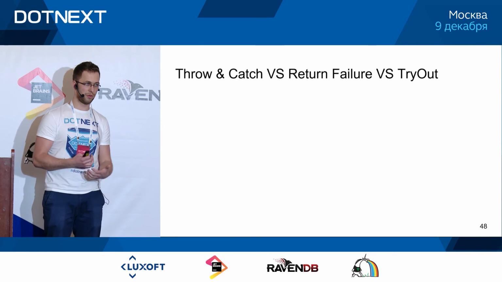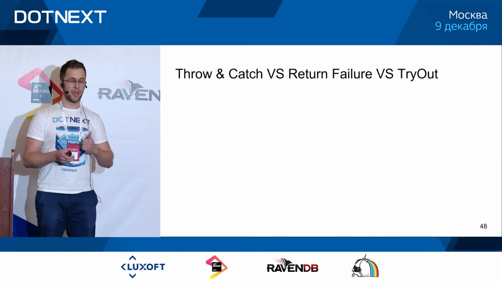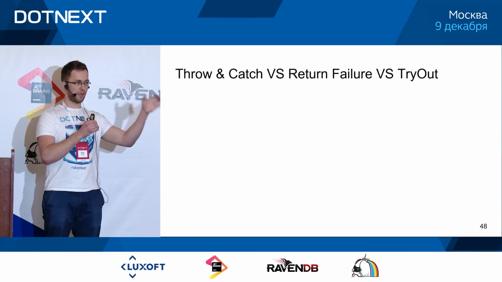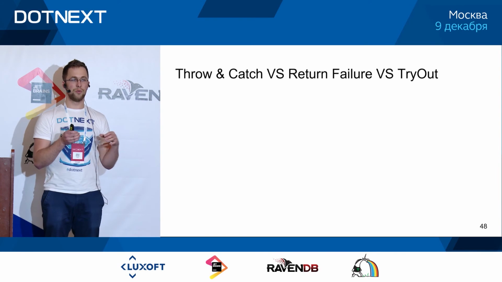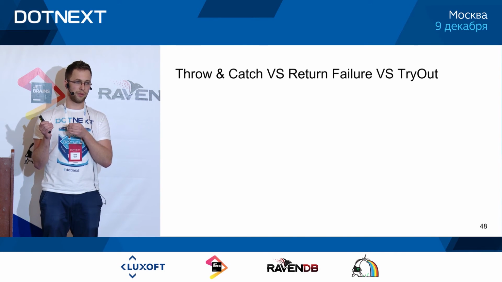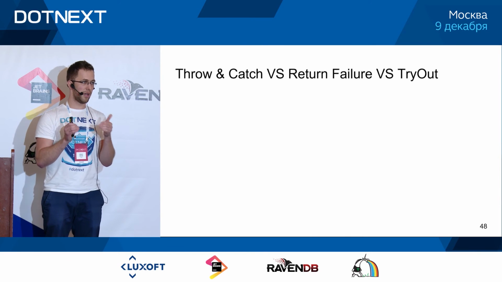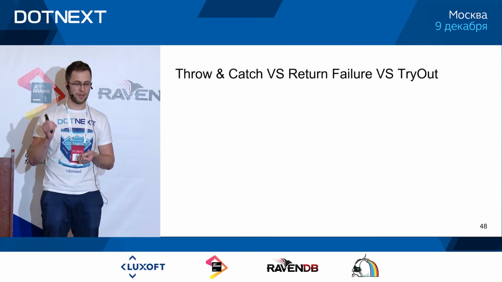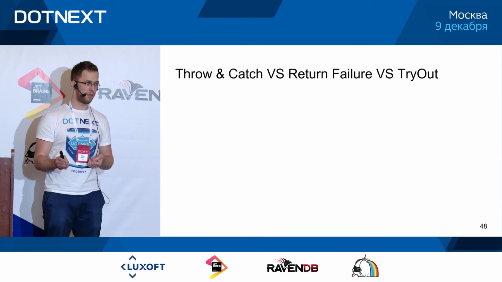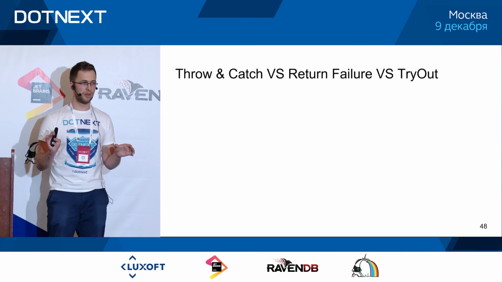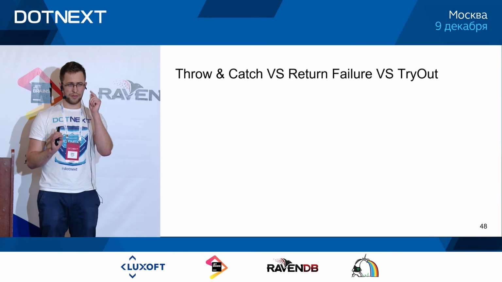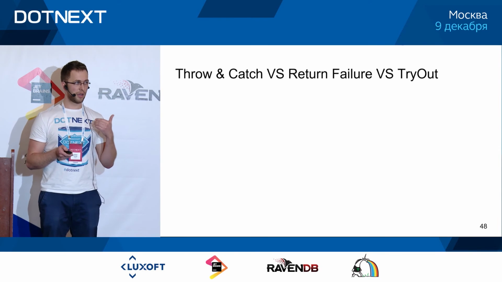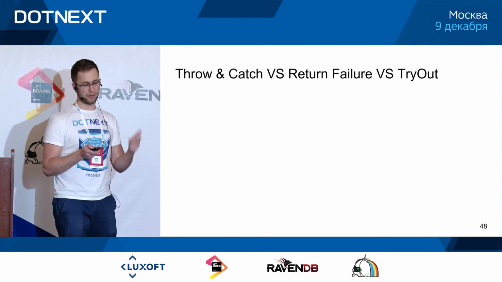So it was impossible to benchmark, at least for me. And I decided to compare three things: we catch and throw, we go with the TryOut pattern, which simply returns false, and if it's okay, the result is in the out variable. And we return failure with a simple structure which can contain a value or the problem. And I have compared these three methods.